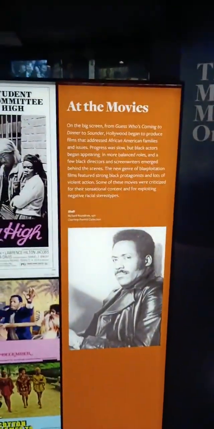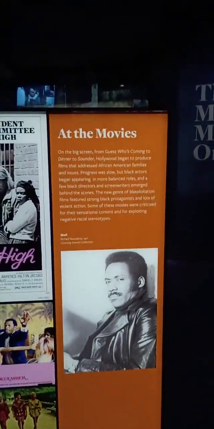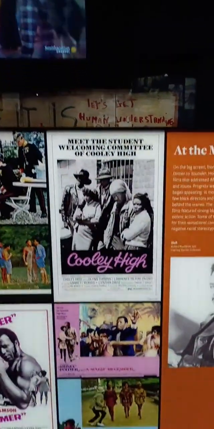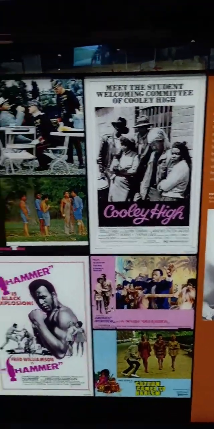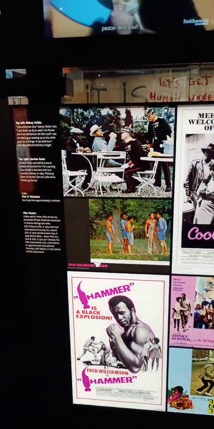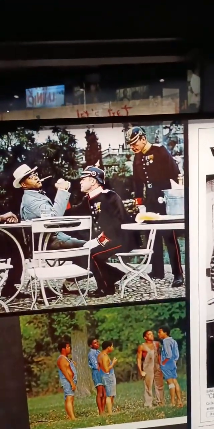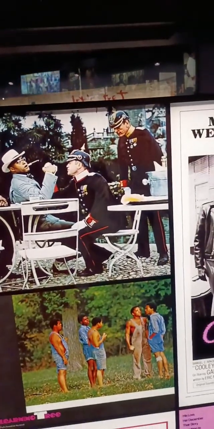That is Shaft right there, Richard Roundtree. So this section, I guess, deals with black cinema. What movie is this with James Earl Jones? I don't recognize it.